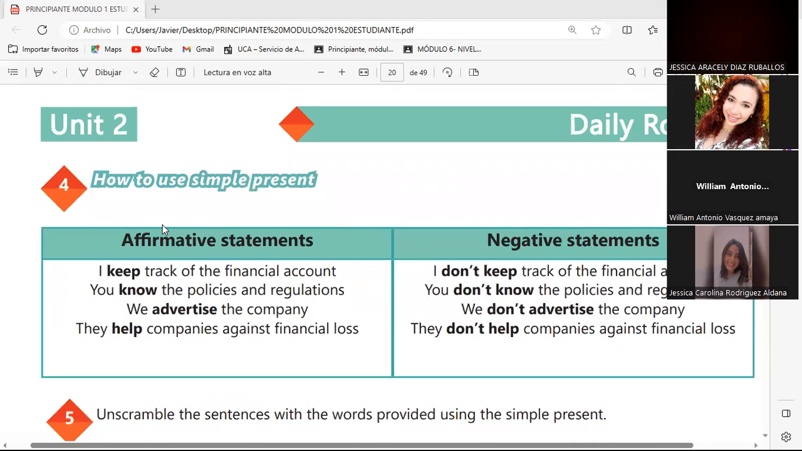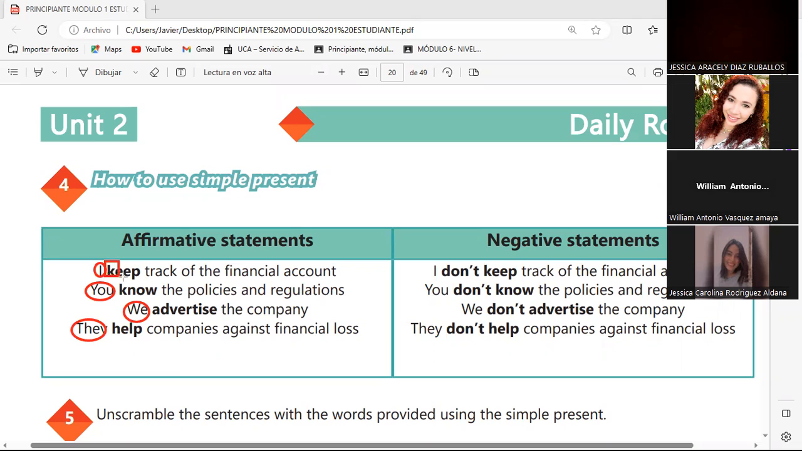Okay, yesterday we were practicing with affirmative sentences or statements, right? And negative statements. In affirmative, we use the subject, right? In this case, I, you, we, and they. And also, we work with the verbs.